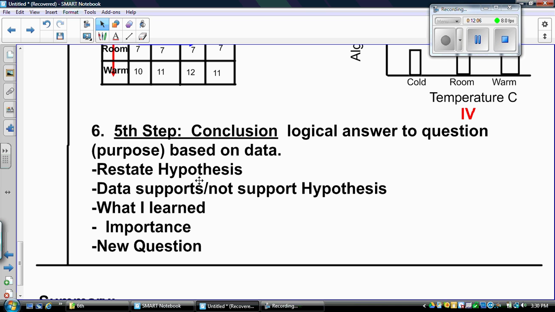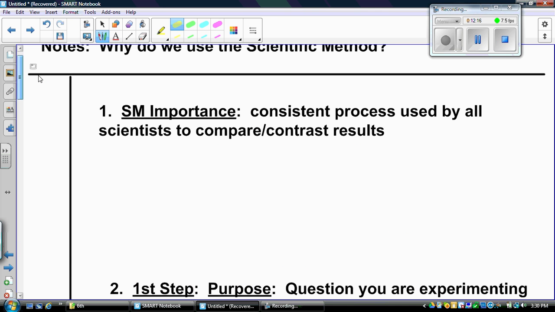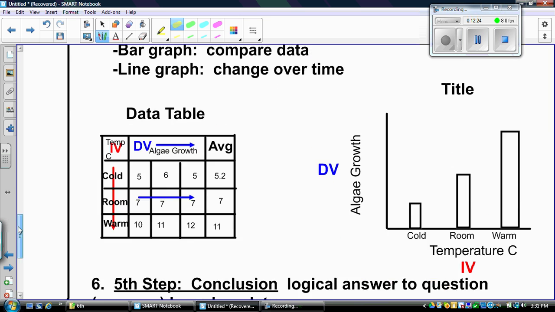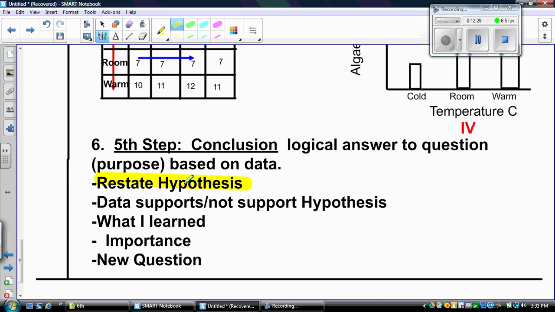The first thing you're going to do is restate your hypothesis. Okay, so that's the first thing you always do. So that's pretty easy. You just go back and you restate your hypothesis. So we would write in the conclusion, okay, I think algae will grow the best in warm temperatures because warmer temperature will increase reproduction rate. So you would write that down as the first part of your conclusion.